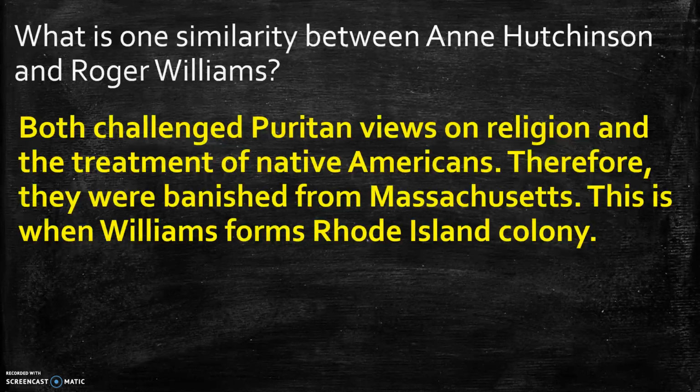Next we move on to Anne Hutchinson and Roger Williams. What's similar between these two people? They both belonged to Puritan society, and they didn't agree with its principles. The whole idea of Puritan society was religion and the mistreatment of Native Americans. Roger and Anne didn't agree with that principle, and therefore they were banished from Massachusetts, and this is when Roger Williams formed the Rhode Island colony.